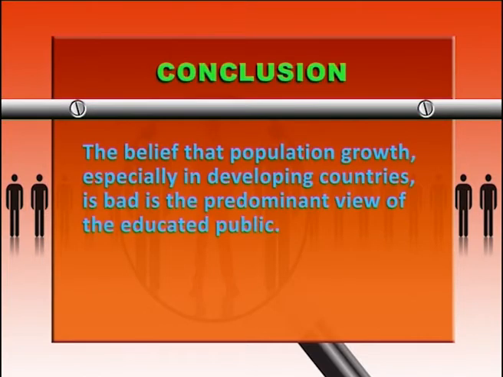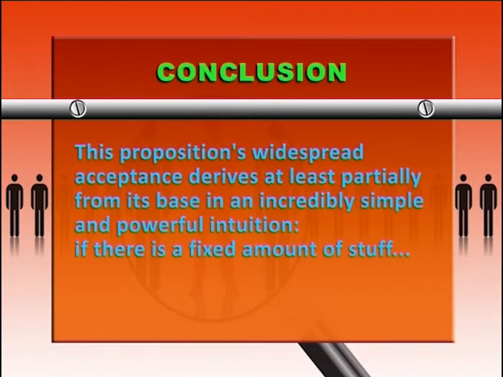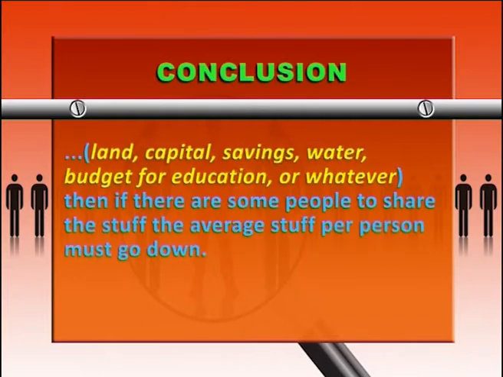Conclusion: the belief that population growth, especially in developing countries, is bad is the predominant view of the educated public. This proposition's widespread acceptance derives at least partially from its base in an incredibly simple and powerful intuition. If there is a fixed amount of stuff, land, capital, saving, water, budget for education or whatever, then if there are more people to share the stuff, the average stuff per person must go down.